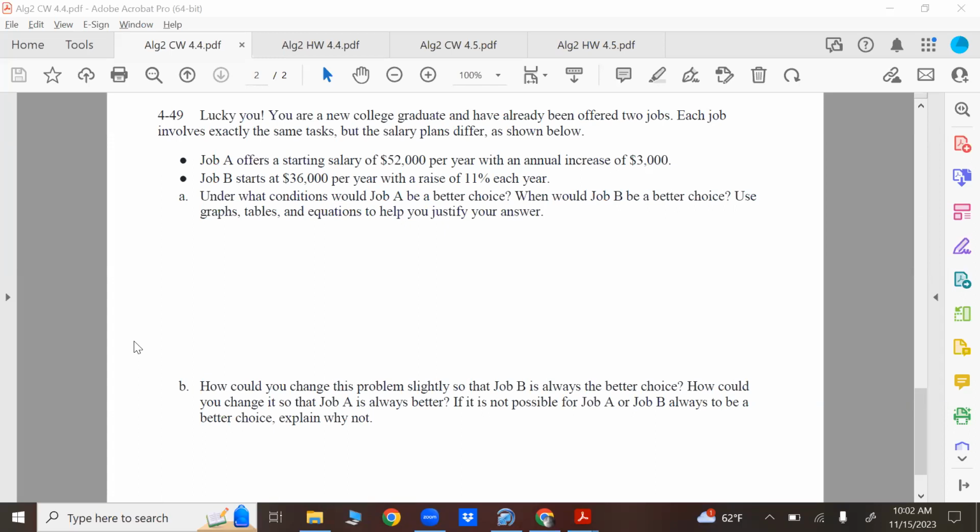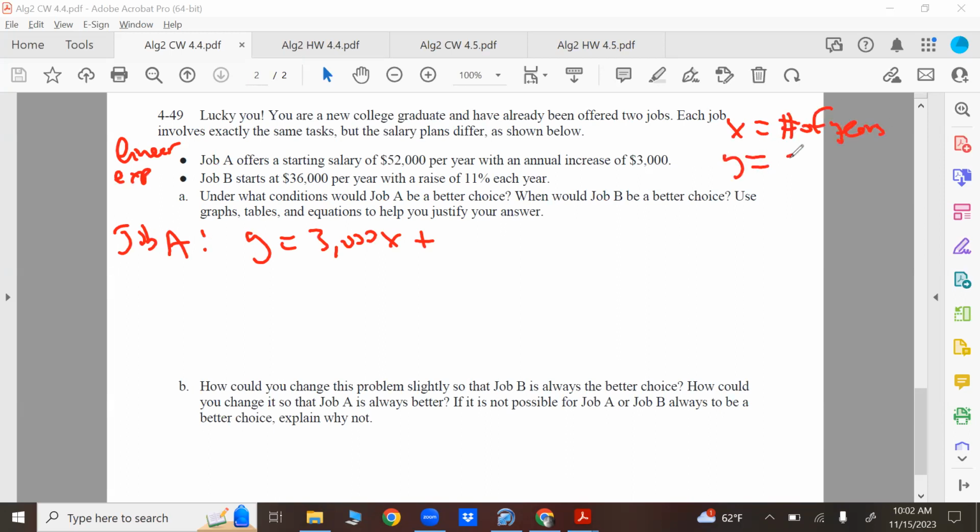Kind of, yeah. Kind of. Oh, job B will be, guys, job B will be exponential. Job A is linear. Let X be the number of years, guys. Let Y equal the salary.